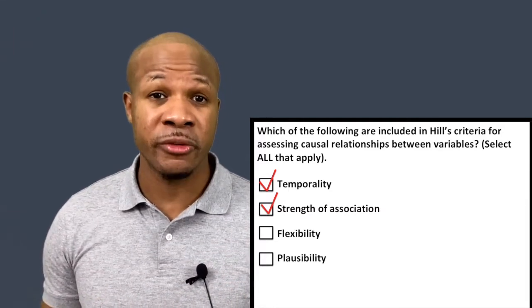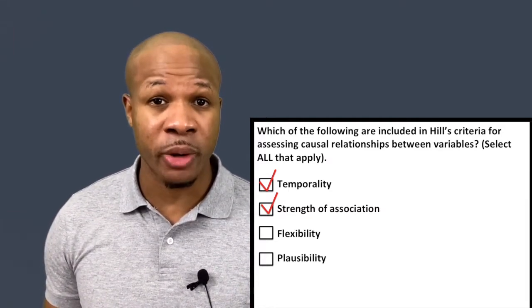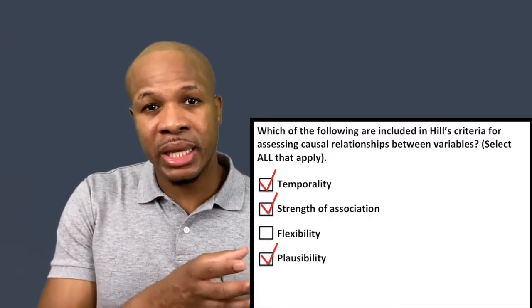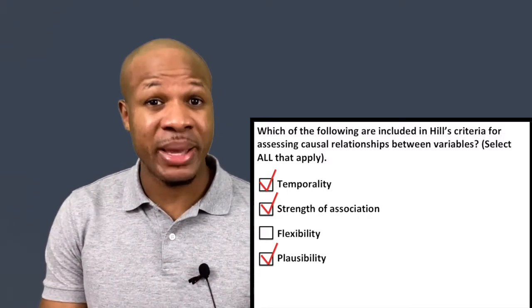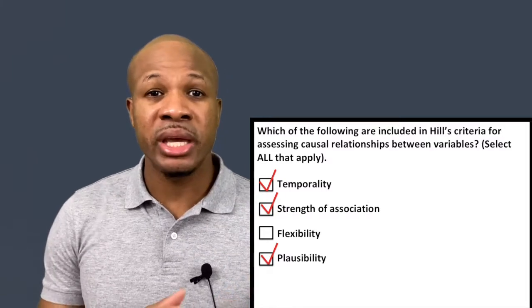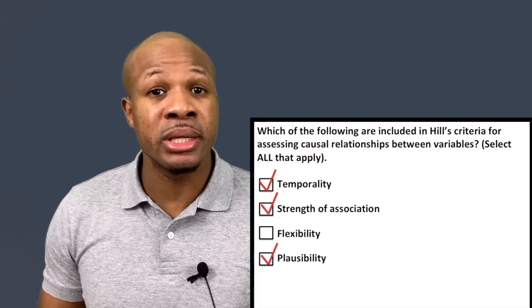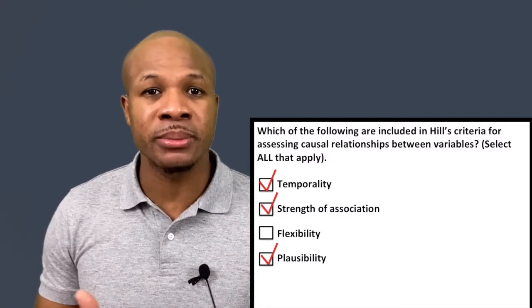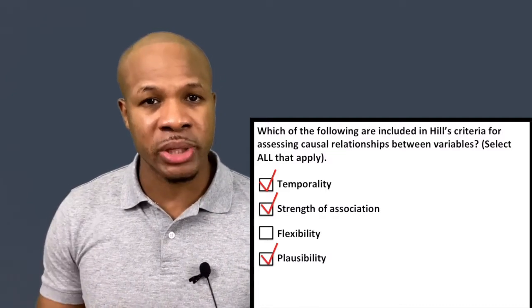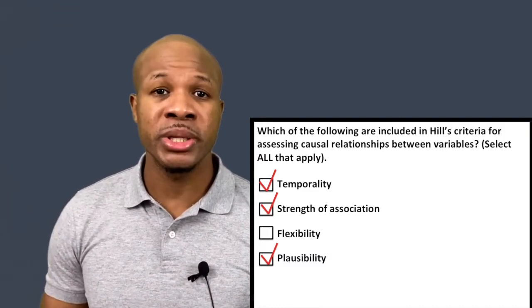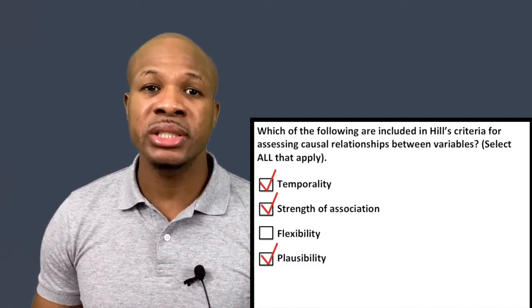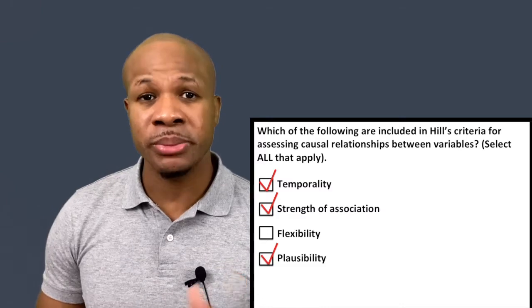And this is a very good answer choice. This would also be correct. Why? Because if you're going to say that A caused B, then that relationship has to make sense, which means that the interaction between A and B has to be plausible. So plausibility is also a relevant factor when it comes to assessing evidence for a causal relationship. So those would be the correct answers: temporality, strength of association, and plausibility. Hopefully that makes sense for you guys.